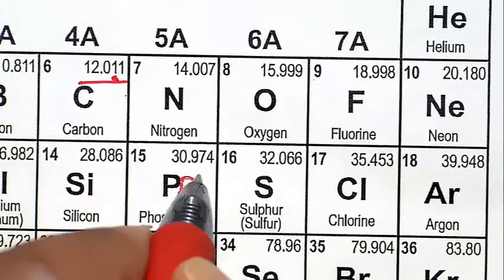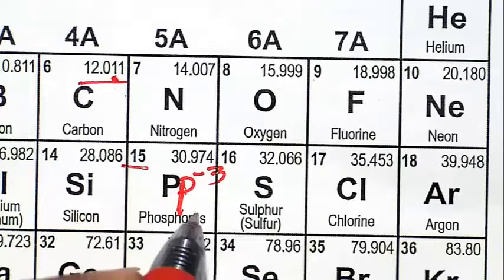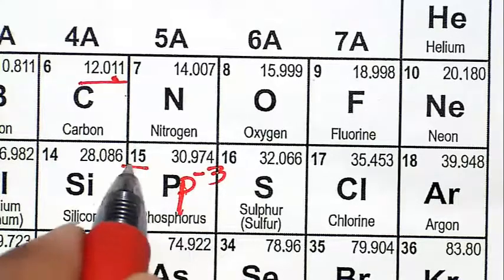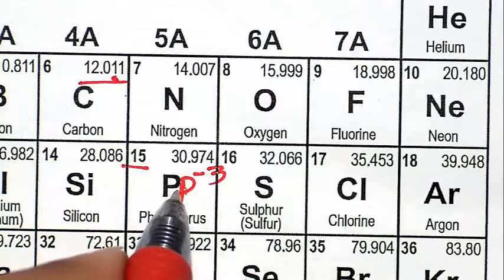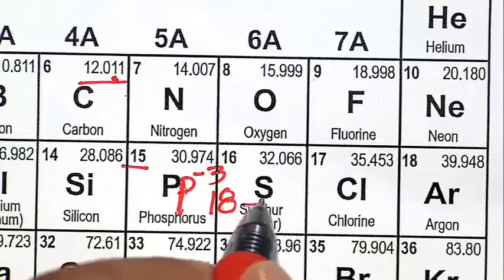Okay, phosphorus by itself is going to have 15 protons. P minus 3 is going to have 15 protons. How many electrons will P minus 3 have? The answer is 18 electrons.